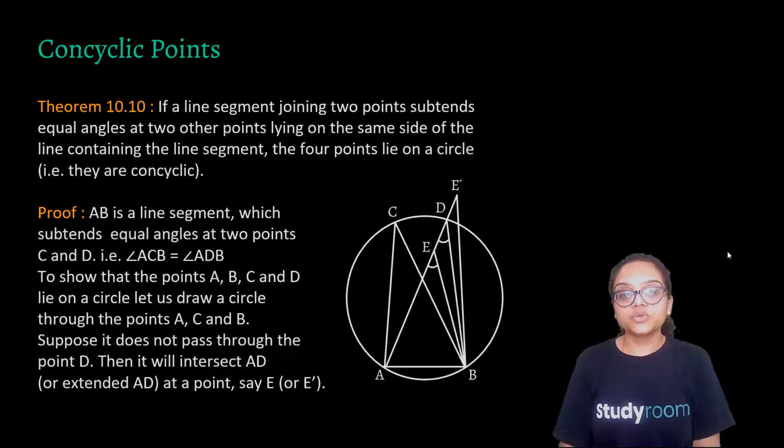Now, to show that ABCD lie on a circle, let us draw a circle through A, C and D. Suppose it does not pass through B, then it will intersect AD at a point, say E dash.